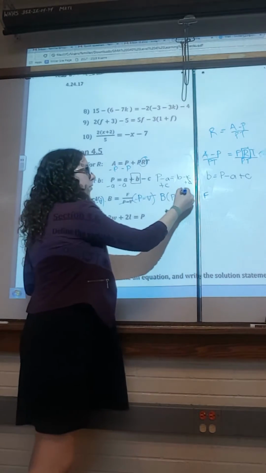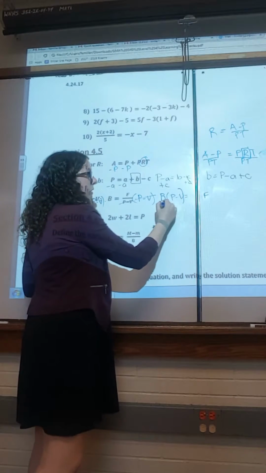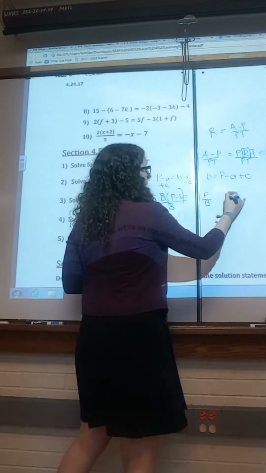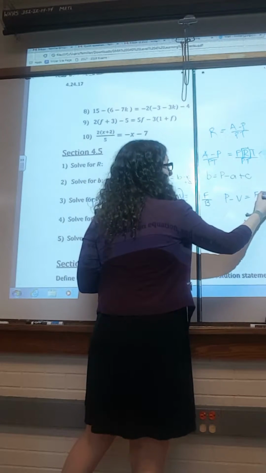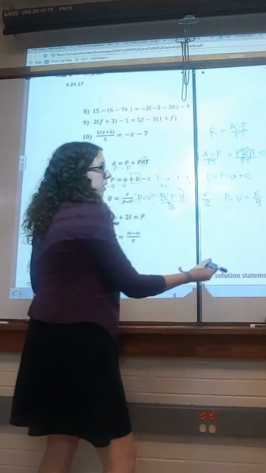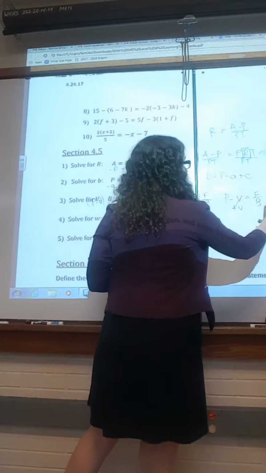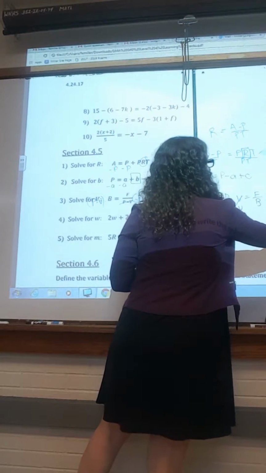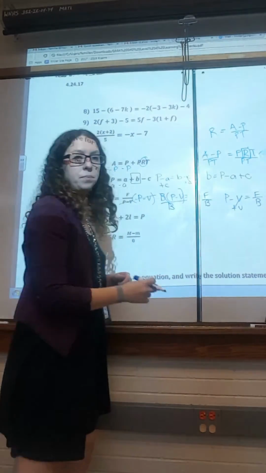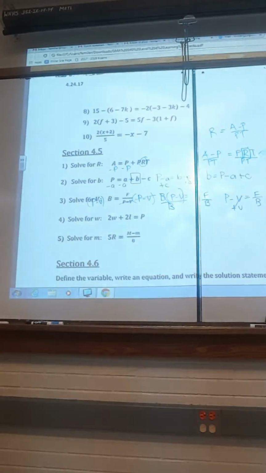So now, if you want to, you can distribute, but what might be easier is just to go ahead and divide by b on both sides. So then you have p minus v equals f over b, and then what you would want to do is add v to both sides. So you'd get p equals f over b plus v. F over b plus v, and hopefully you can see that.